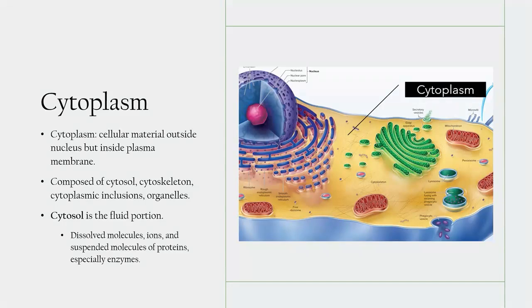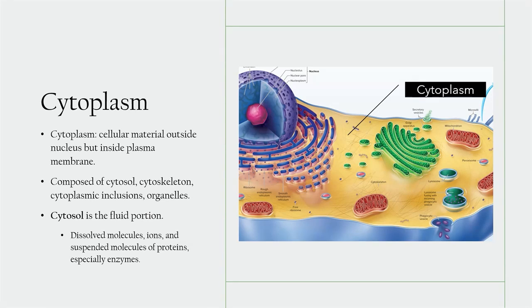All right, welcome back. We're in part 4. We're going to move beyond the plasma membrane into the cell here. So the first thing we'll look at is the cytoplasm, because that's really the first thing a molecule would be introduced to once it got inside the cell. So the cytoplasm is pretty simple. It's just really the cellular material outside the nucleus, but inside the plasma membrane or the cell membrane.